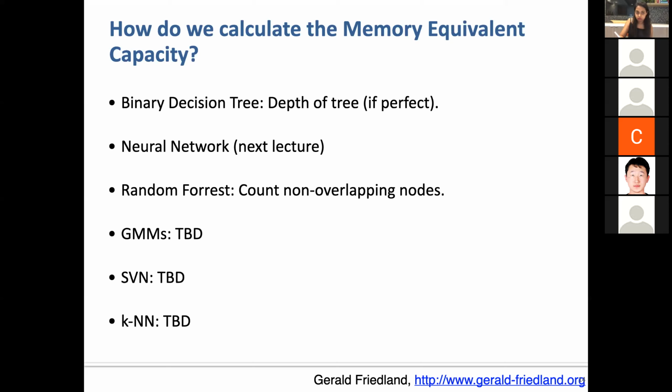For a random forest, it's very similar to a decision tree. You count the non-overlapping nodes. But I will also tell you, if you're interested in research, I would be very interested in people figuring out the memory equivalent capacity of a Gaussian mixture model, of a support vector machine, SVM, not SVN, sorry, or of k-nearest neighbors.